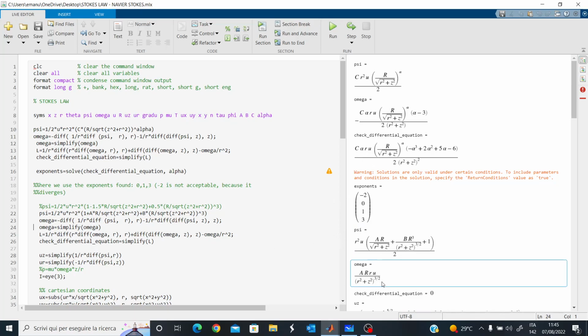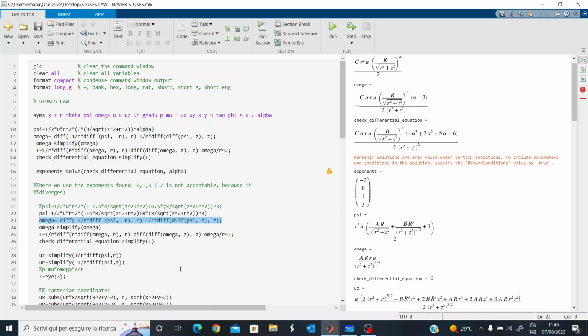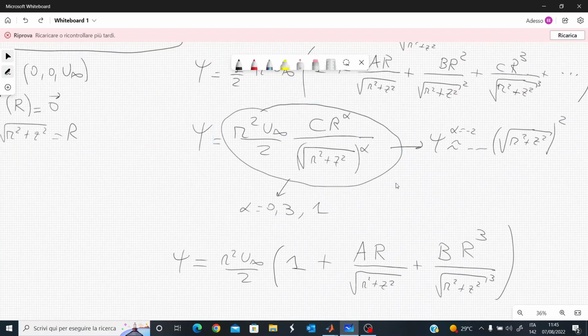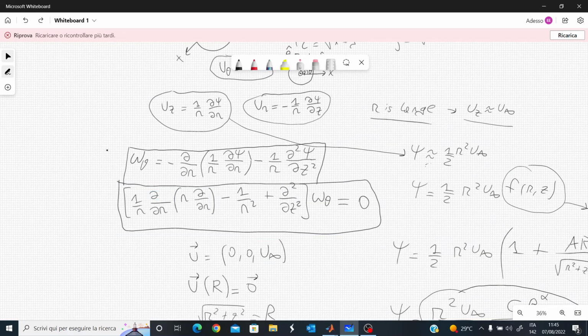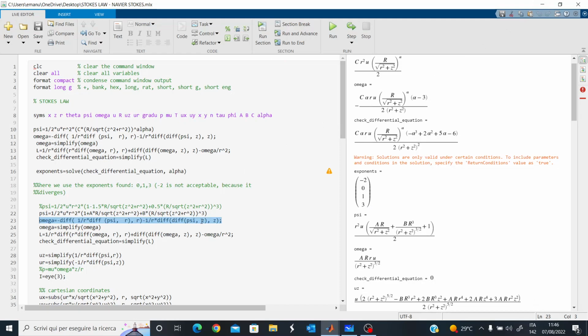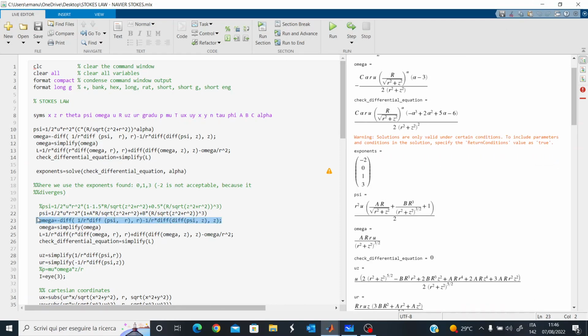So I have calculated omega from psi, and I have simply used the differential equation that we have, this one. Or in particular, if you want to see it here, it is this one. So we have minus the derivative with respect to r of 1 over r, derivative of psi with respect to r, minus 1 over r, d squared psi over dz squared. And it's exactly this expression here. So I have minus diff with respect to r, of 1 over r times the derivative of psi with respect to r. And then I have minus 1 over r times the second derivative of psi with respect to z.